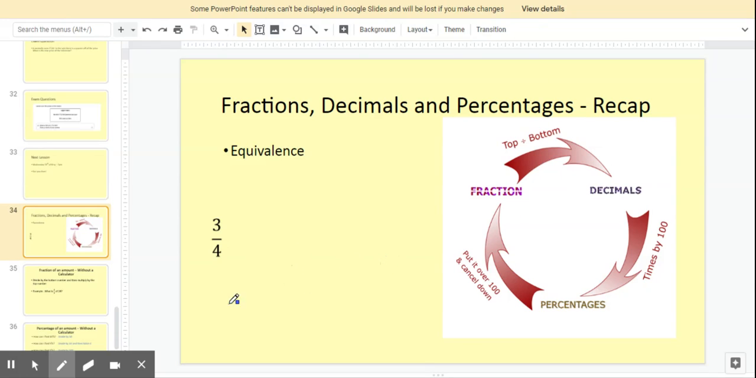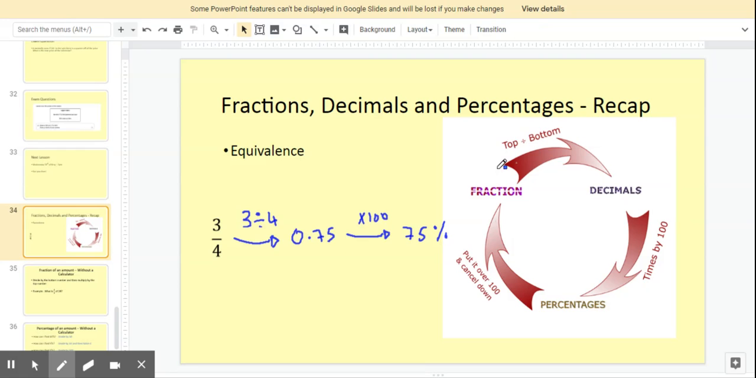So I'm just going to do an example of one of these. We have 3/4 and we want to change it into a decimal and a percentage. The first thing we can do is change it into a decimal. So we're going to do the top, 3, divided by the bottom, so 3 divided by 4, and that would give us 0.75. So there's our decimal. And then if we want to change it into a percentage, we can multiply it by 100. So the decimal place moves twice, so we'd end up with 75%.